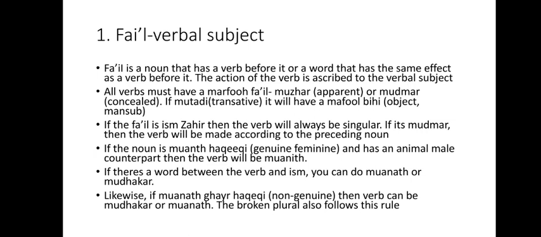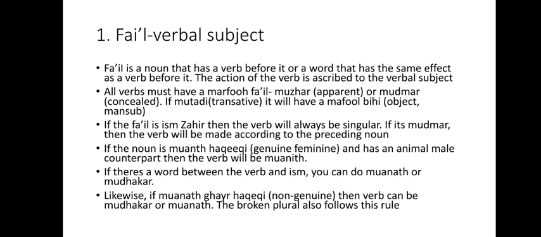As for an example of where a fa'il is mudhar, apparent, this is when you see the noun appear after the verb. For example, dhahaba zaydun. And an example of when the ism is mudmar, not apparent, concealed, hidden, is zaydun dhahaba. So in zaydun dhahaba, Zayd is not the fa'il for dhahaba.